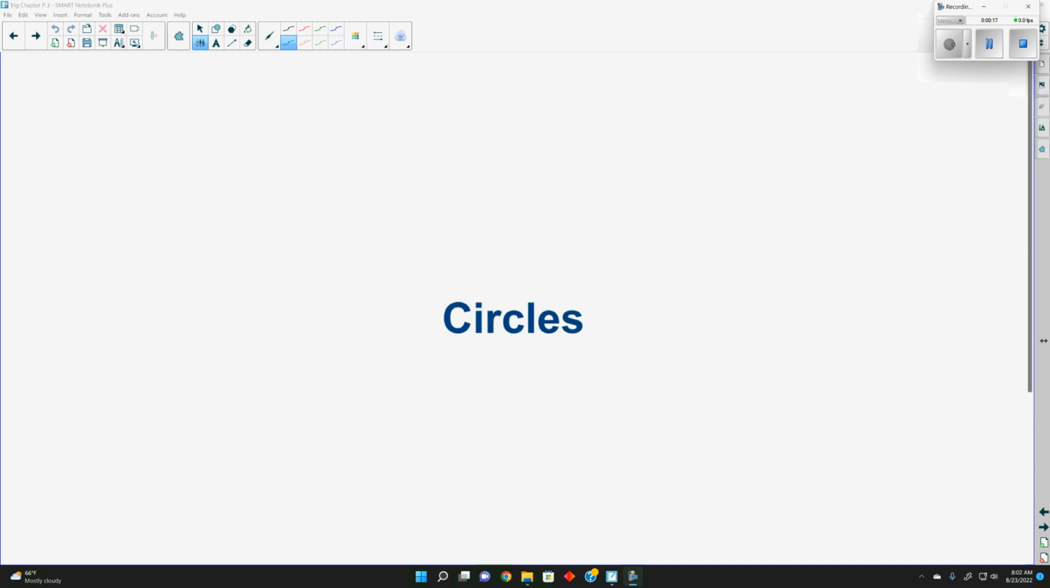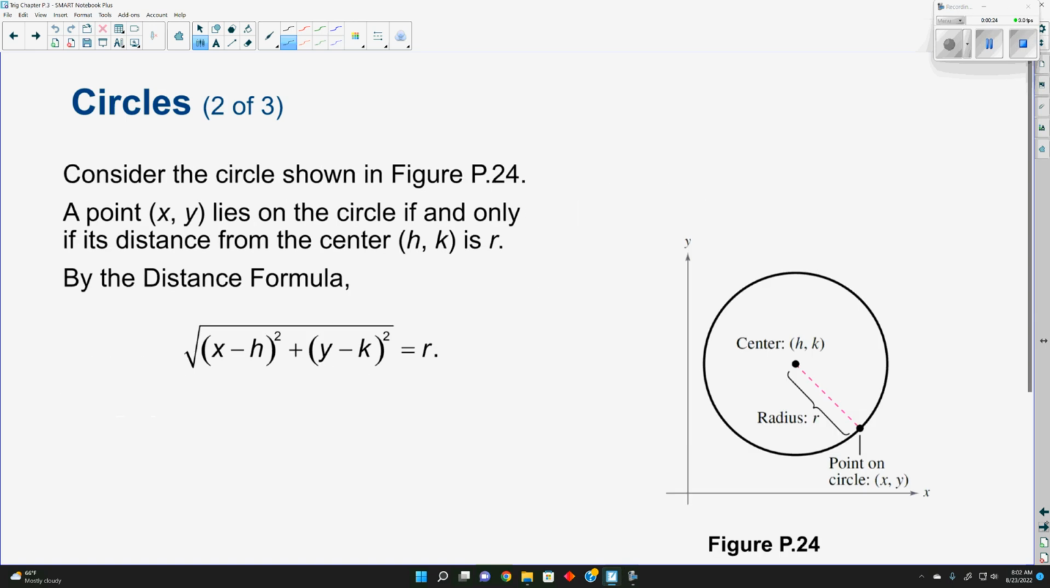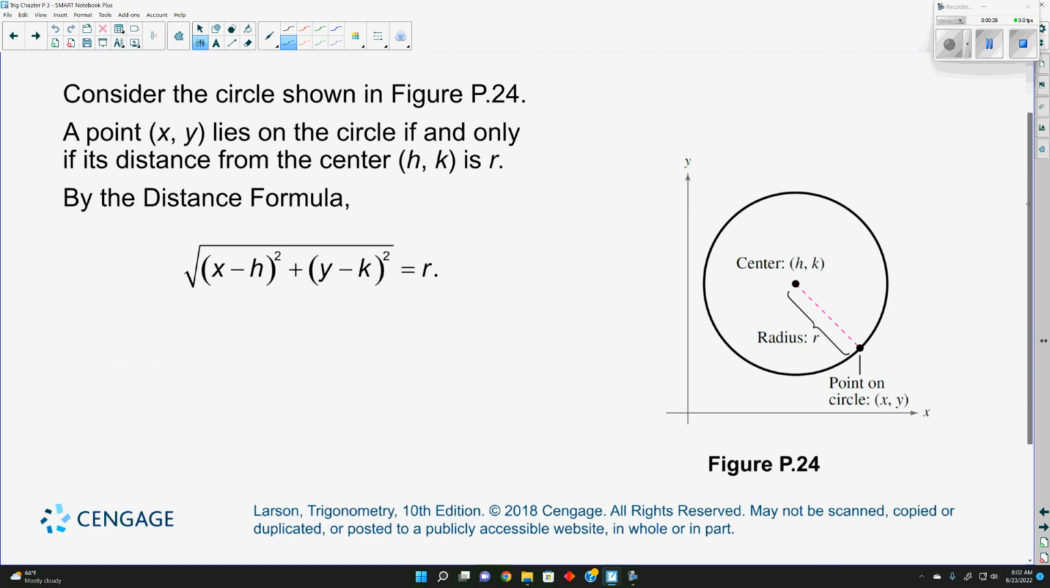But the last thing we're talking about today with this section is circles. A circle is defined as a point and all the points that are equidistant from the center. A point x, y lies on the circle if and only if its distance from the center h, k is r, just the radius. All the points that are equidistant from the center.